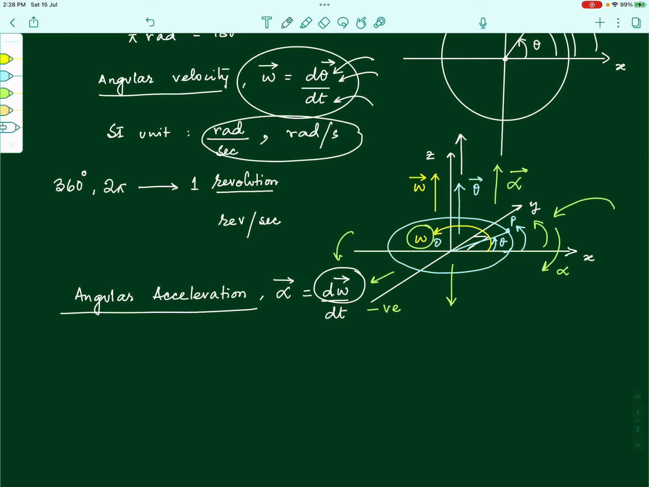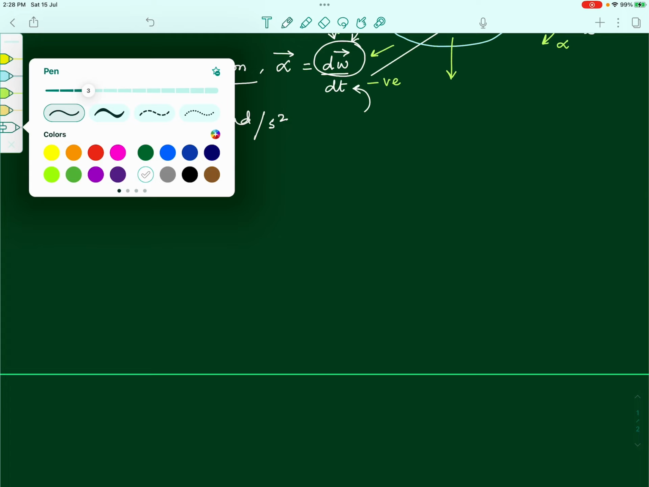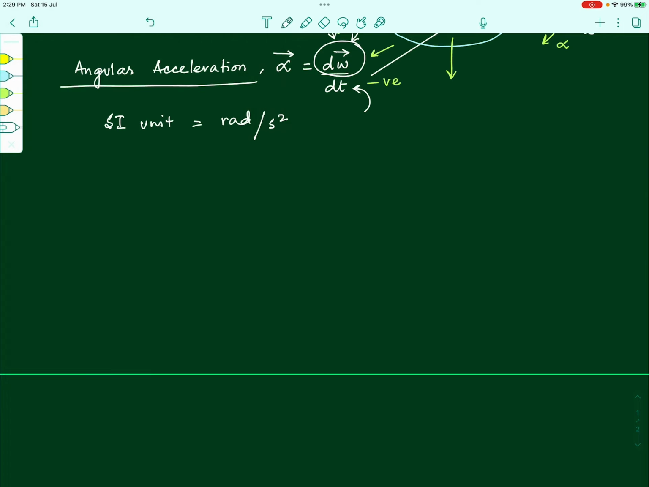See that the SI unit of angular acceleration will be, it is d omega by dt. So, radians per second divided by another second. So, it will be radians per second squared, the SI unit. Then you can have other units like degrees per second squared or revolutions per second squared. They are possible units, but then you can always convert it into the SI unit. Now, the next thing, let us talk about a few aspects related to a uniform circular motion.